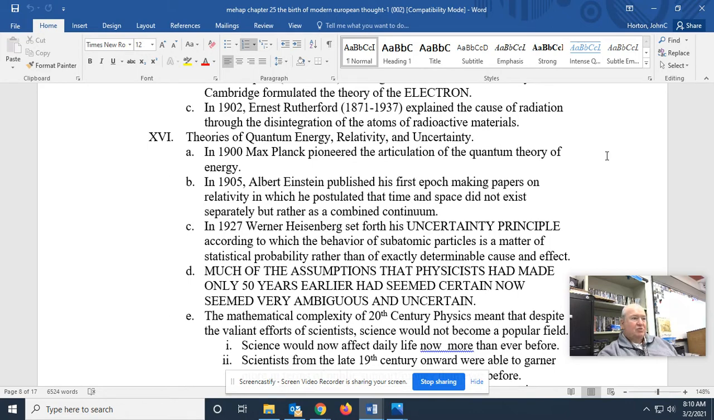Another person who came up with all these wonderful theories in his head. I mean, incredible. So in 1905, Albert Einstein published his first epoch-making papers, that means earth-shattering, on relativity, in which he postulated that time and space did not exist separately, but rather as a combined continuum.